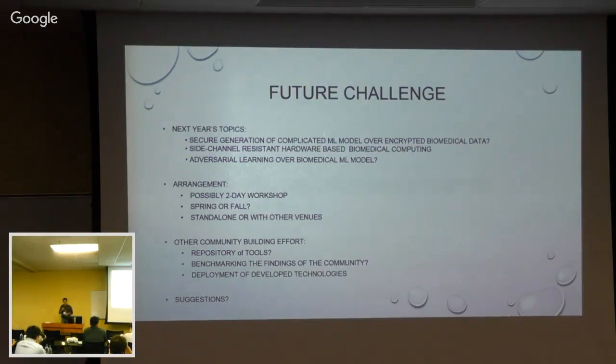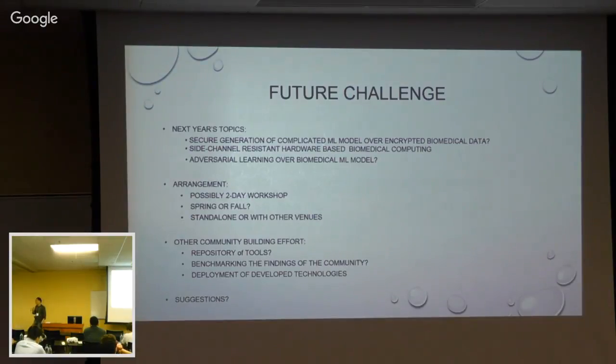So the next topic: I want to get your opinions, to pick your brains. How do you guys think about what we can do, right? There are a few things in my mind. For example, maybe you can try secure generation of complicated machine learning models over encrypted data. It's not that complicated, maybe just one layer, a standard neural network. Can we do something like that?